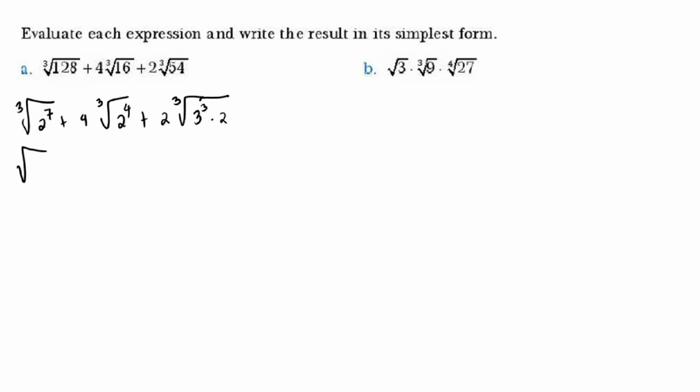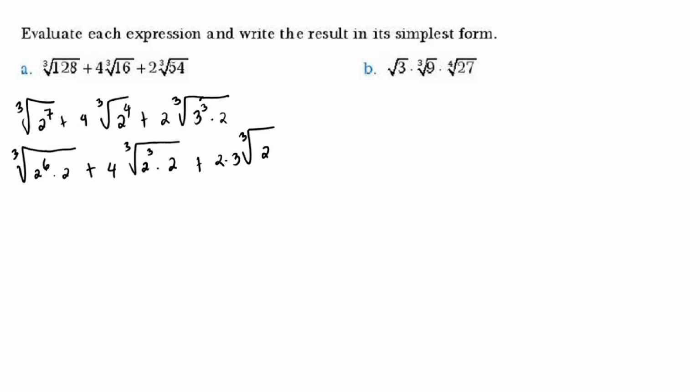So we have now the cube root of 2 raised to 6 times 2 to the first power. That's now 2 raised to 7 plus 4 times the cube root of 2 raised to 3 times 2 to the first power, to become 2 to the fourth power plus 2 times the cube root of 3 to the third power, which is a whole number. So just write times 3 outside. Then we have the cube root of 2.